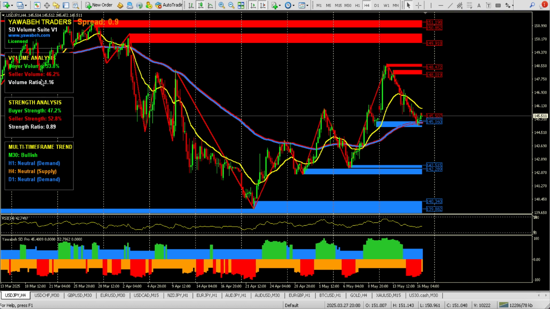The signal analysis panel tells you about the volume of hidden supply or institutional supply and demand, in percentage, and the volume strength panel shows you the overall strength of that institutional supply and demand volume, and the multiple time frame trend panel shows you the market trend on different time frames.